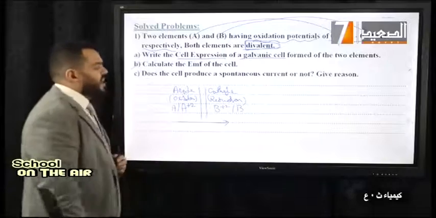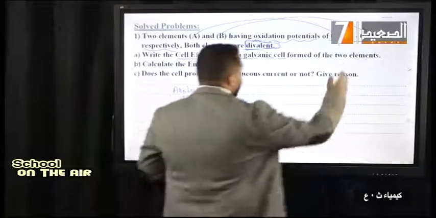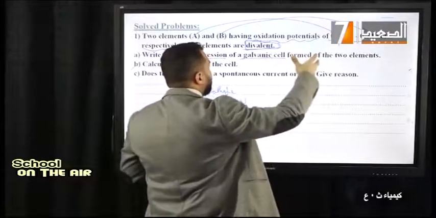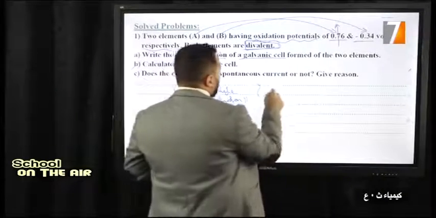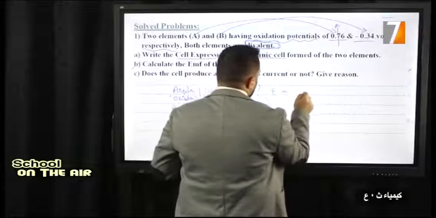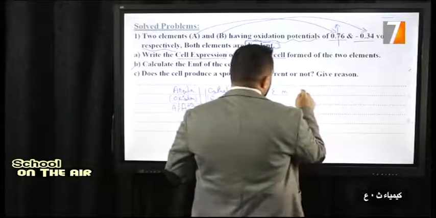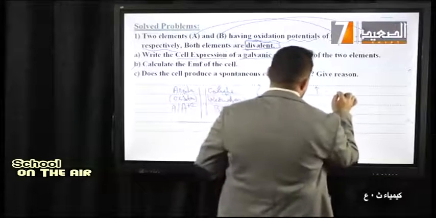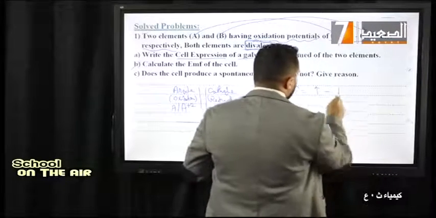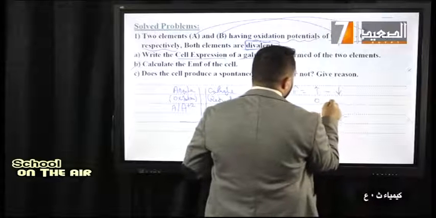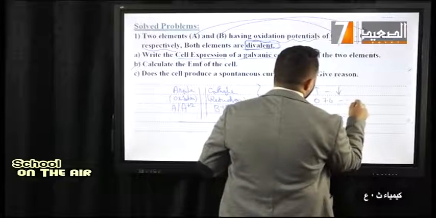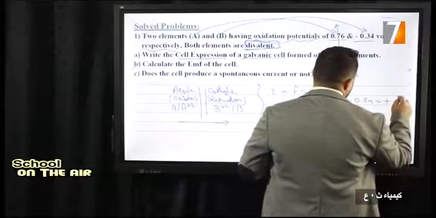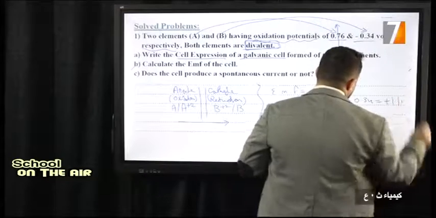How could you calculate the EMF of the cell? You are having 2 values that represent the oxidation potential of the 2 elements. Okay, we are going to measure the electromotive force by making the higher oxidation potential minus the lower oxidation potential, which will be 0.76 minus negative 0.34, and it will be positive 1.1 volt.